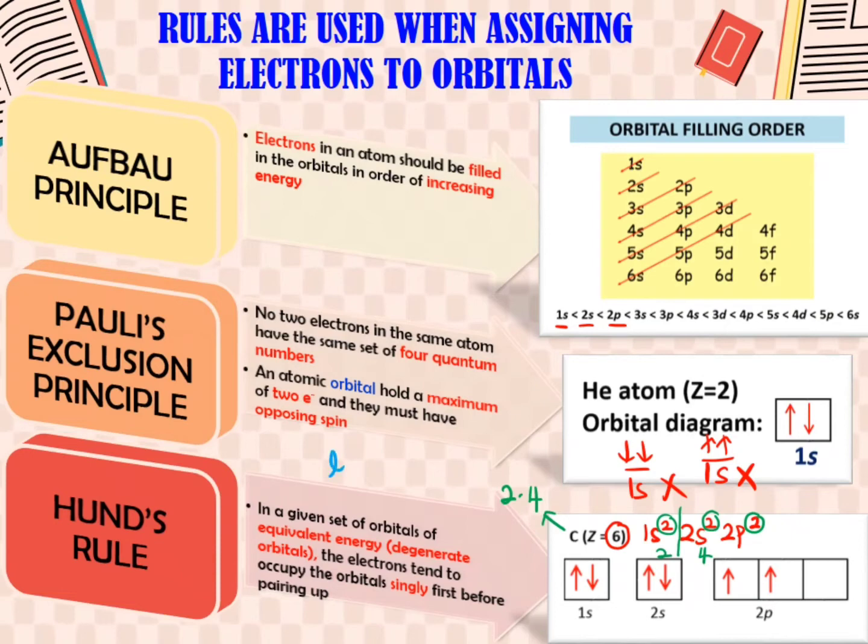Kenapa? When L equal to 1, M equal to negative 1, 0, positive 1. So ada 3 bilik. That's why we draw 3 kotak atau 3 line untuk p orbital. So when you want to fill in the electron, dia kata the orbital must fill singly first before pairing up. Okay, so that's why kita akan isi satu dulu dalam bilik yang pertama, satu lagi dalam bilik yang kedua. Nampak? Okay, contoh kalau you ada oxygen atom.